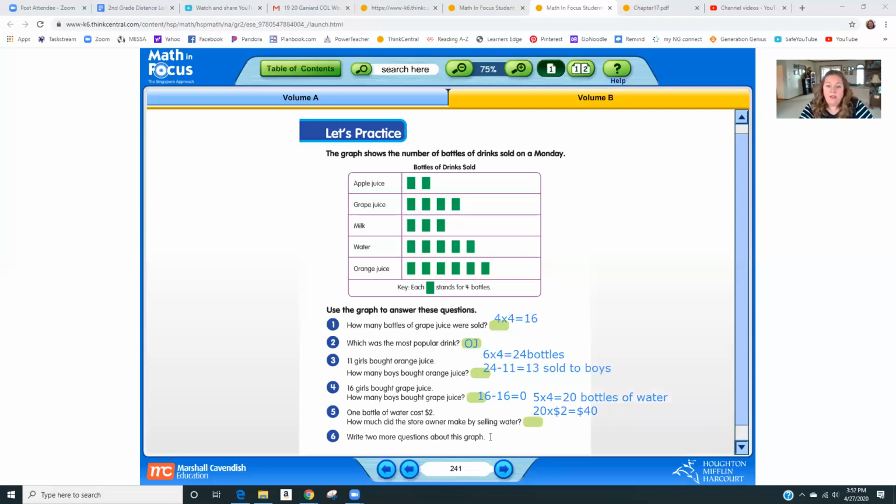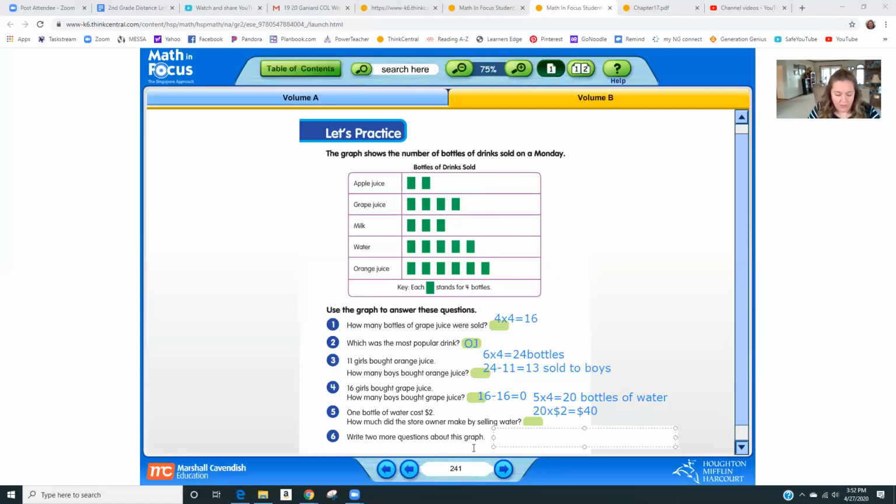For number 6, all the answers are going to be different because we all have different questions that we might want to ask about this picture graph. I thought of some more questions that we could ask here. What was the least drink that was sold on Monday? So if I look back up on our graph, we could tell that orange juice was the bottle that was most popular. Least popular was the apple juice because it has the fewest number of symbols on the picture graph.